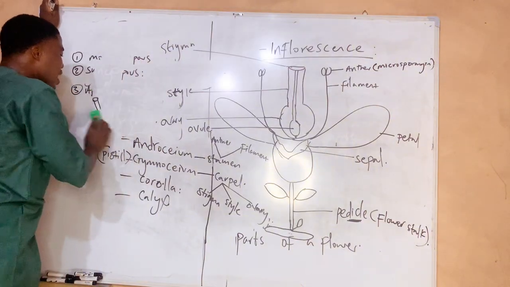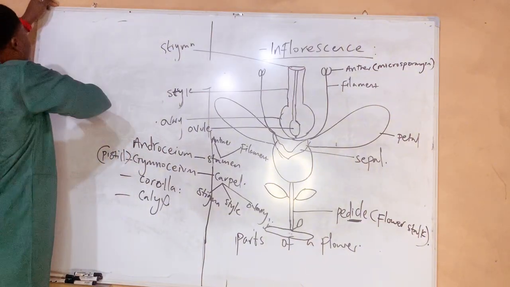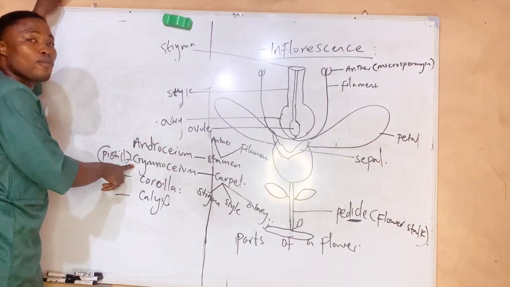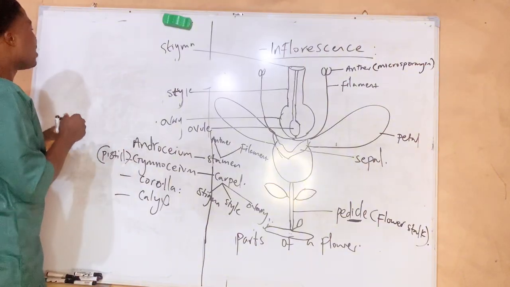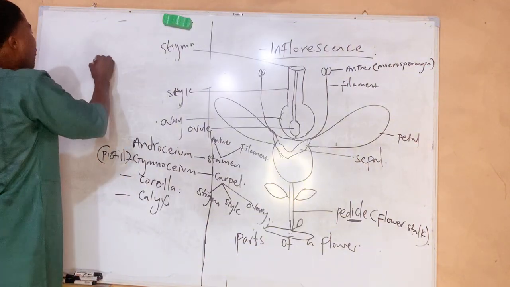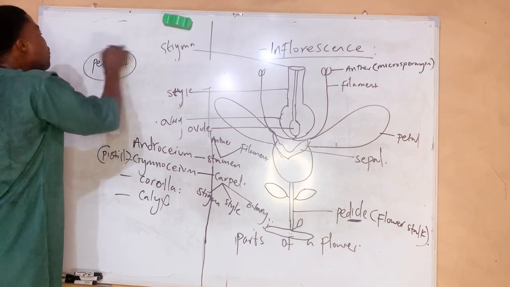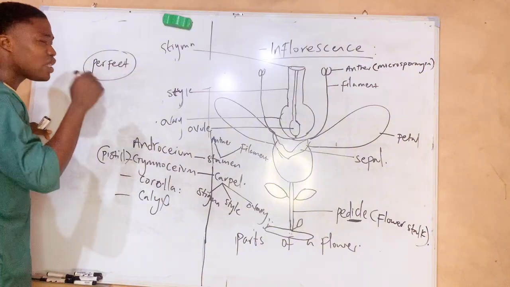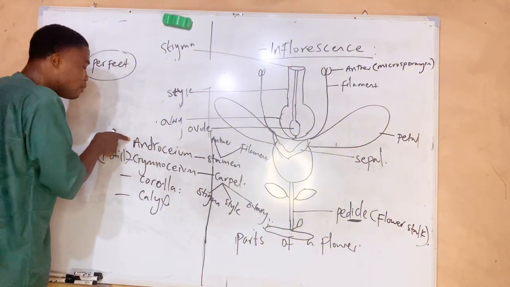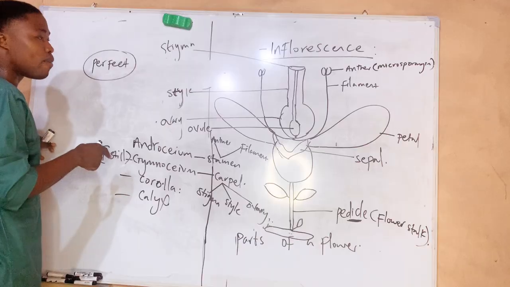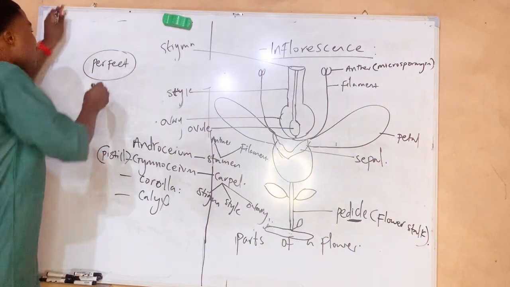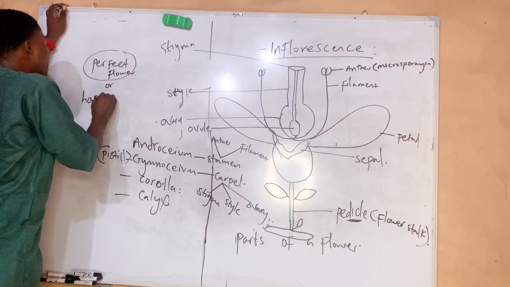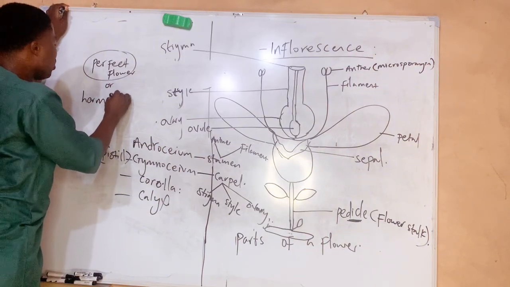All right, having said that, I'll quickly say something. When a flower has both male and female parts, that flower is said to be perfect. So a perfect flower is a flower that has both male and female parts. That means it contains both androecium and gynoecium. Mind you, I did not say a plant. I said when a flower has both male and female parts in it, it is said to be a perfect flower. Now, perfect flowers are called hermaphroditous.